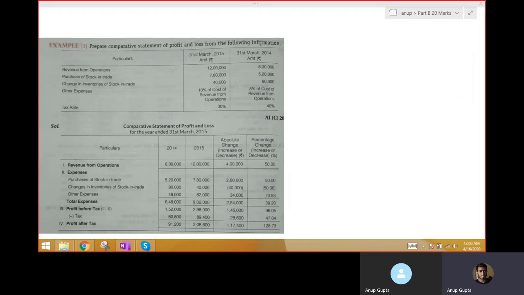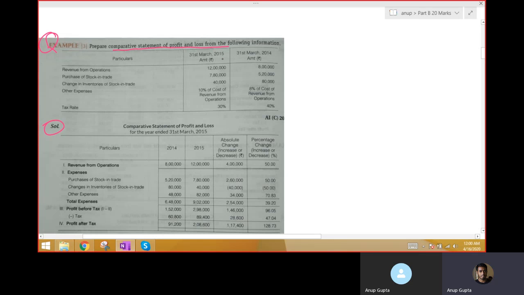Now we will study the preparation of a comparative statement of profit and loss. This is the question, as you can see, and this is the solution. Let us read the question. The question is asking to prepare a comparative statement of profit and loss.